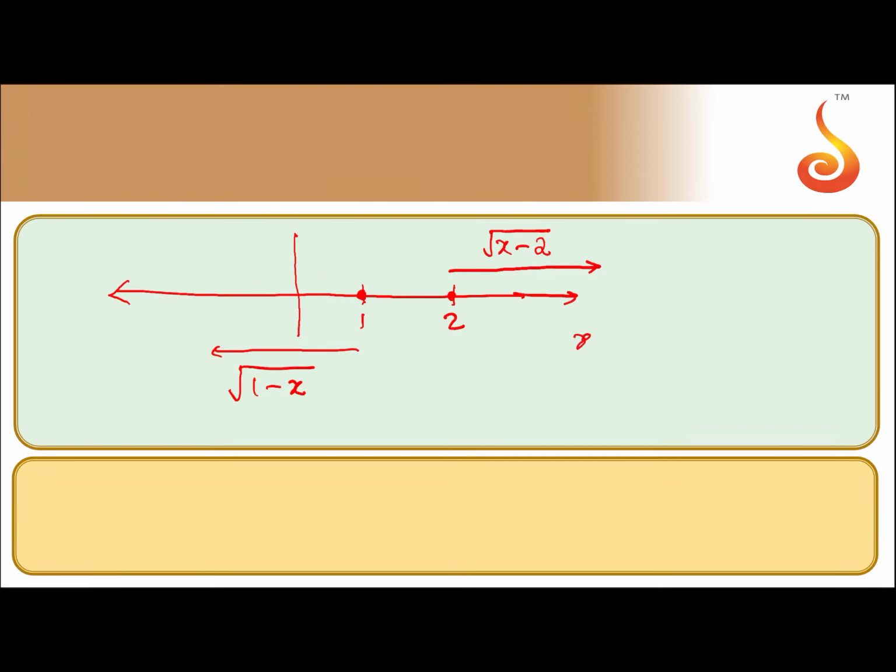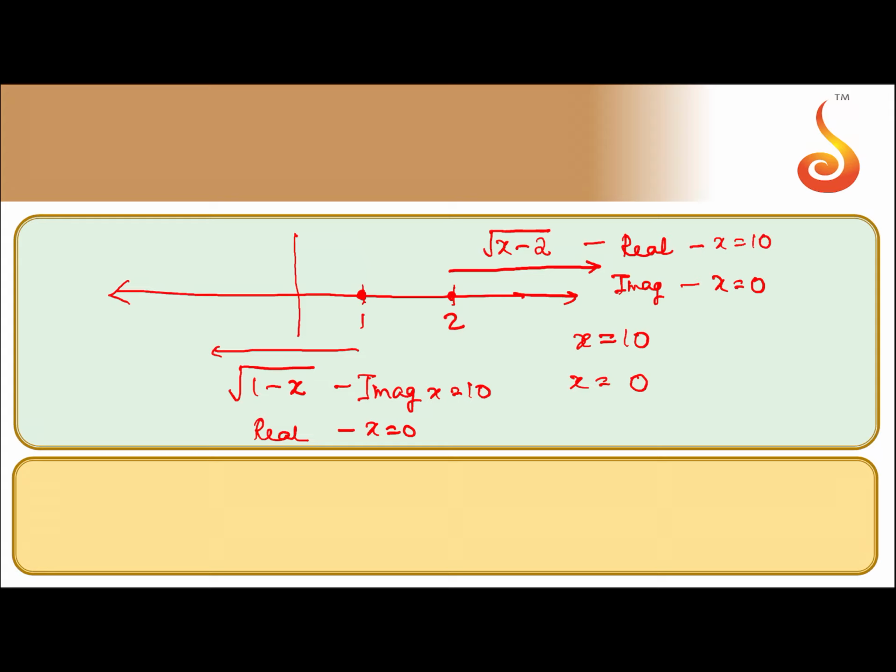So suppose I take x is equal to 10, this is real, this is imaginary. Suppose I take x is equal to 0, so this becomes real and this becomes imaginary. This is for x equal to 0, and this is for x is equal to 10. So therefore, null set is the answer.